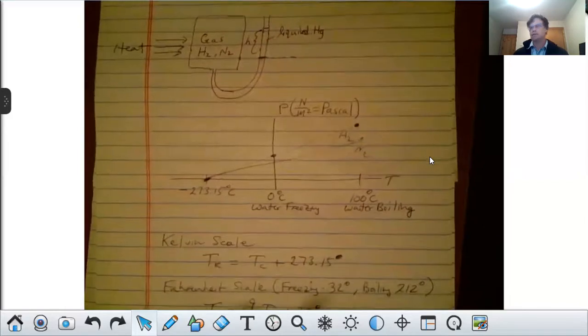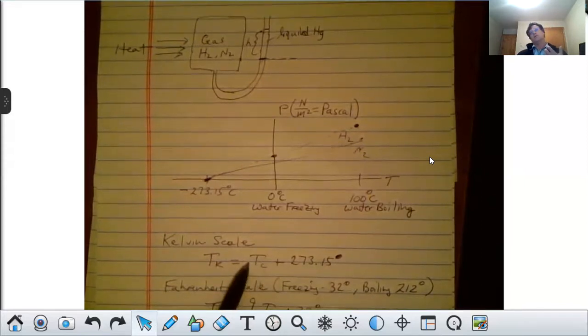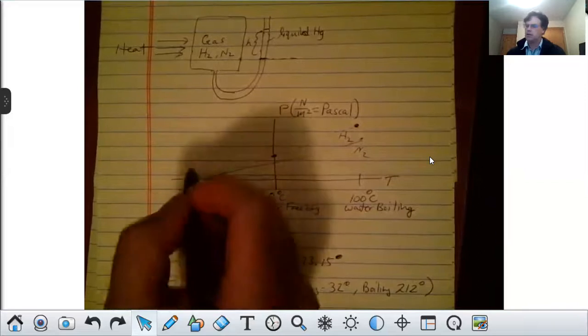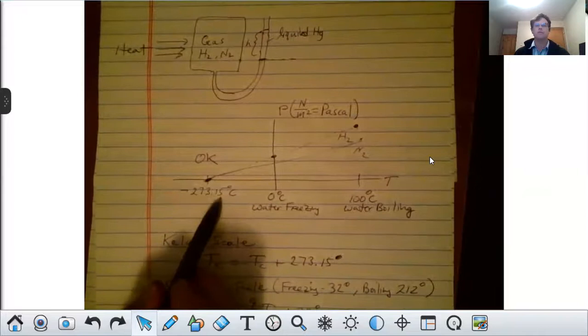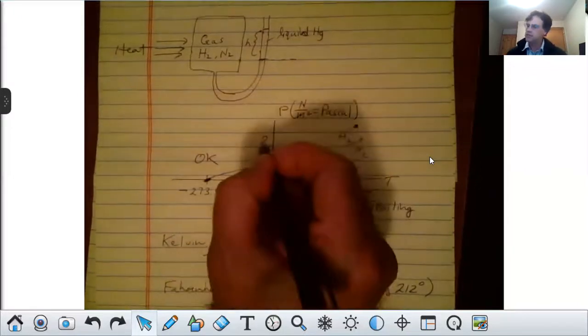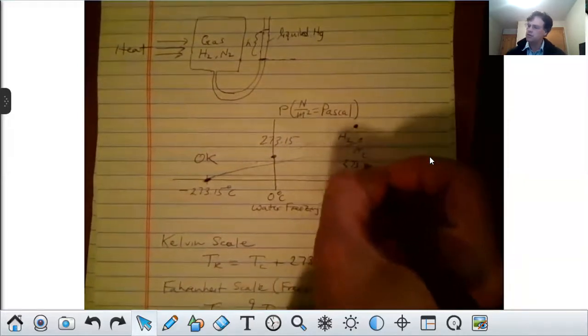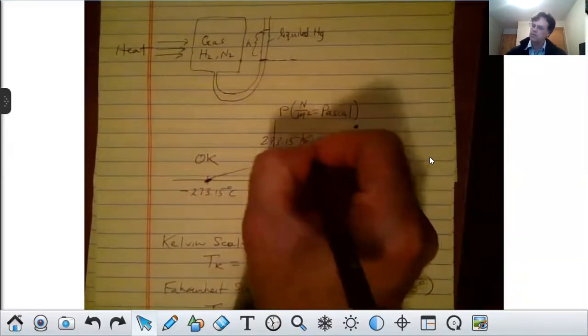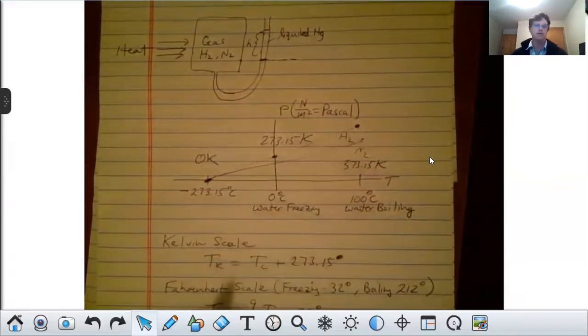So the Kelvin temperature scale is related to Celsius just by adding that 273.15. The Celsius scale and the Kelvin scale are very similar. They just have different zero points. The Kelvin scale starts at negative 273.15 Celsius. Water freezes at 273.15 Kelvin and boils at 373.15 Kelvin. And notice we don't say degrees Kelvin, we just say Kelvin. That's the temperature that we have.